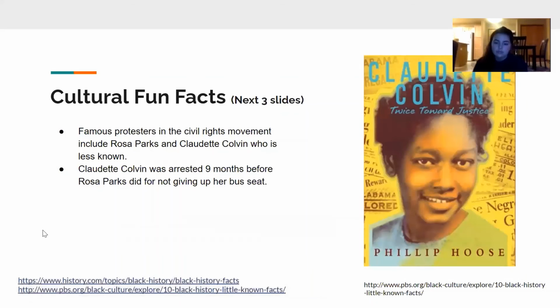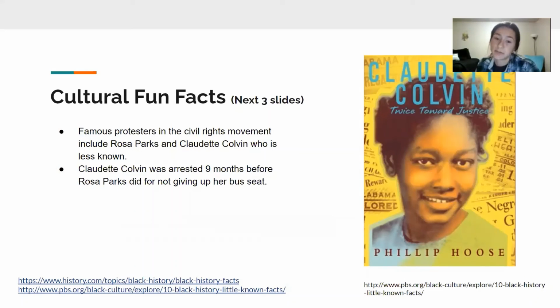So some cultural fun facts are, as far as famous protesters go, most people know about Rosa Parks, but there was also Claudette Colvin, who was less known, and she was arrested 9 months before Rosa Parks for not giving up her bus seat.